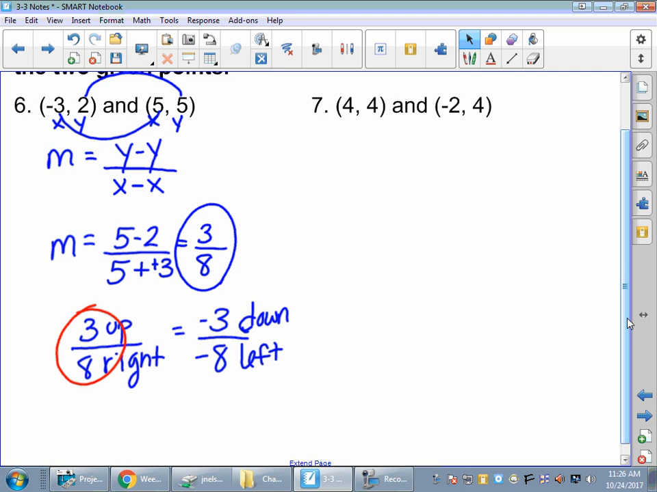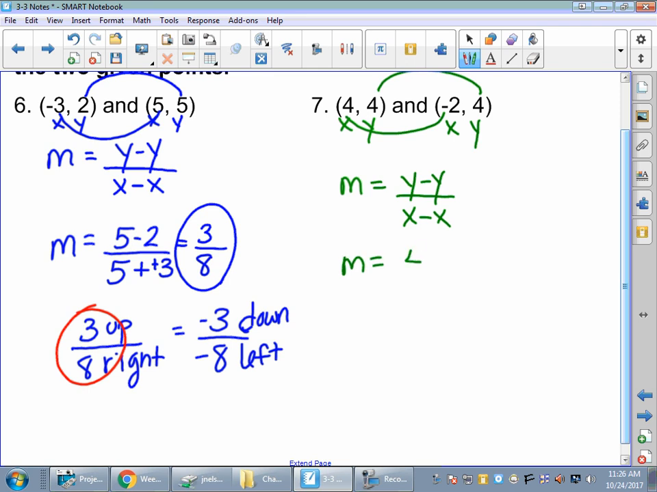For number 7 here, finding the slope, again, I'm going to label x and y, x and y. All right, draw your arrows. I'm going to subtract the 4's, and then I'm going to subtract my x's here. So slope is equal to y minus y over x minus x. I'm going to do 4 minus 4. I worked with the first 4. So since I use this 4 first, I'm going to use this 4 on the bottom first.